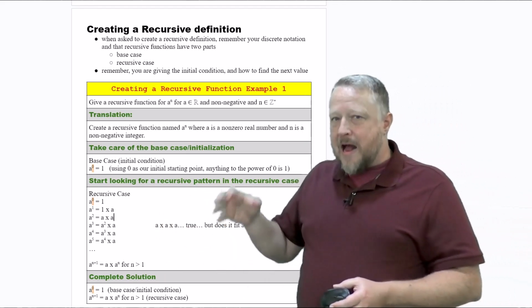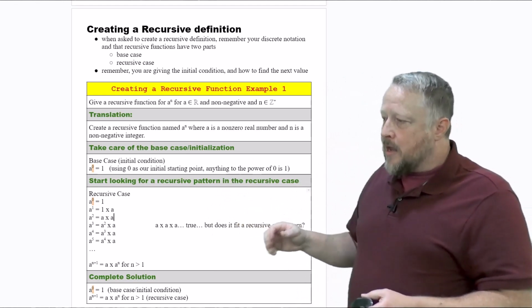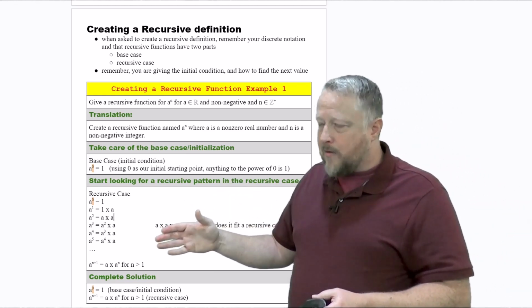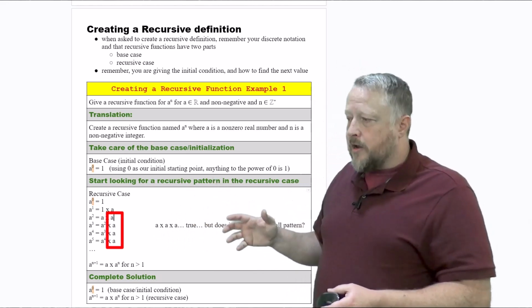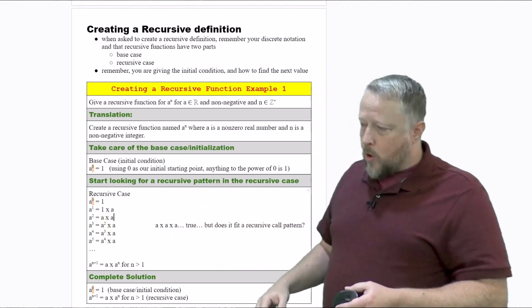So that recursive pattern is really, really important. Again, we have a stable part that I'm highlighting right now, and then we have a part that's going to be changing, usually by 1, hopefully. That's going to be our recursive call portion.